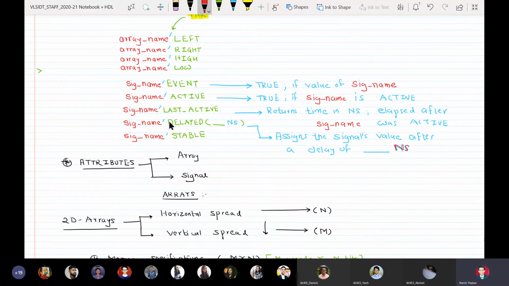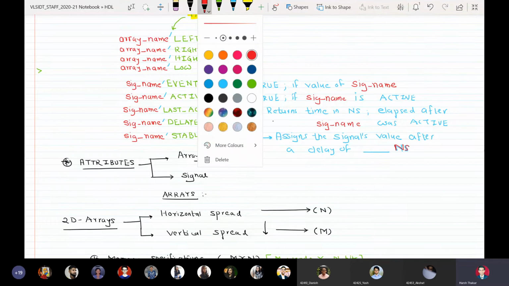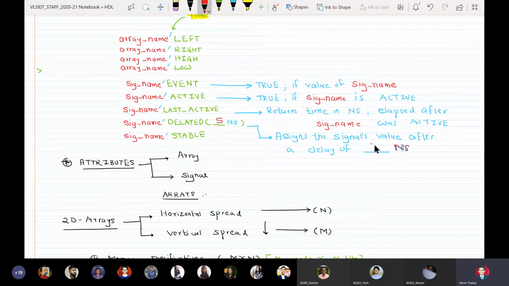Okay. So sig name tick delayed nanosecond means if suppose I write down sig name tick delayed 5 nanoseconds, and if I assign this attribute to another signal C, then this particular signal will be assigned to that particular signal after a delay of 5 nanoseconds. Okay. So I can write down the value here, no problem. 5 nanoseconds, 5 nanoseconds. Okay.